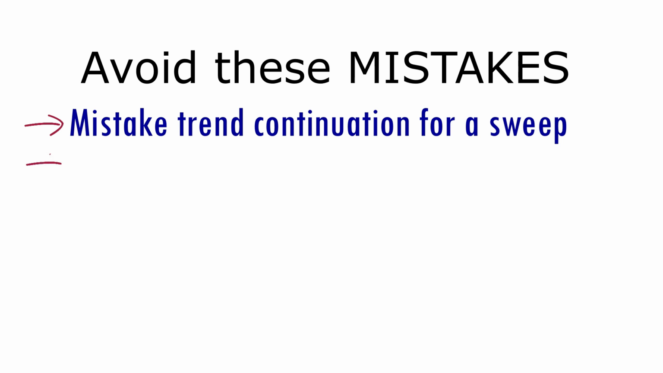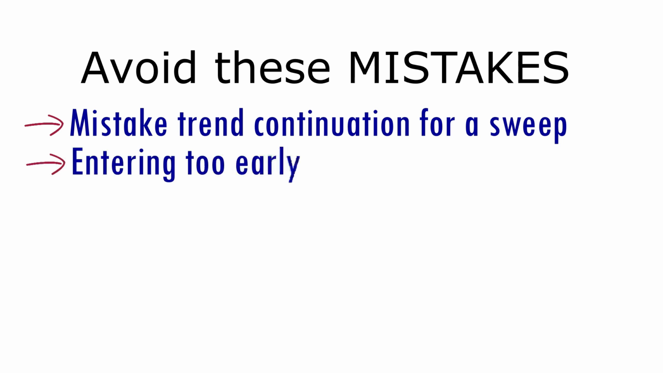The second mistake is entering too early. Many traders try to jump in at the first sign of reversal. Be patient and wait for confirmation through proper order flow signals. Even before the candle closes, we look at the imbalance and assume that is going to be the confirmation, and we try to enter. Once the candle closes, that imbalance might disappear because the sell orders might come again.